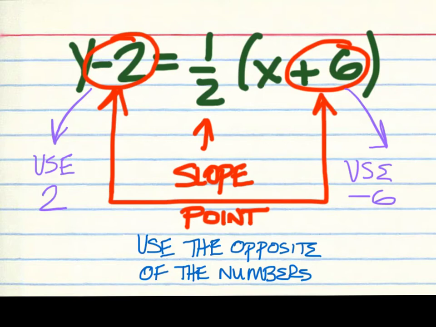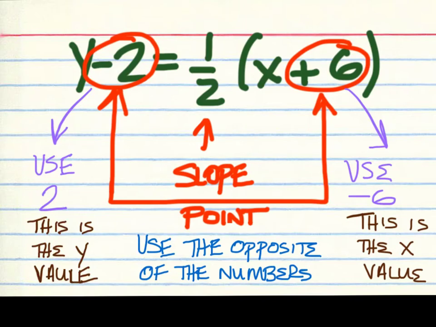Take note of where they're at. Notice that the 2 is next to the y and the 6 is next to the x. So this is your x value. That's what goes first in the point. So you have negative 6, comma, 2. This is the y value on the left. So the 3 bits of information we needed, we have. We have the point, which is going to be negative 6, 2. Don't make the mistake of going to negative 6. And then the slope.